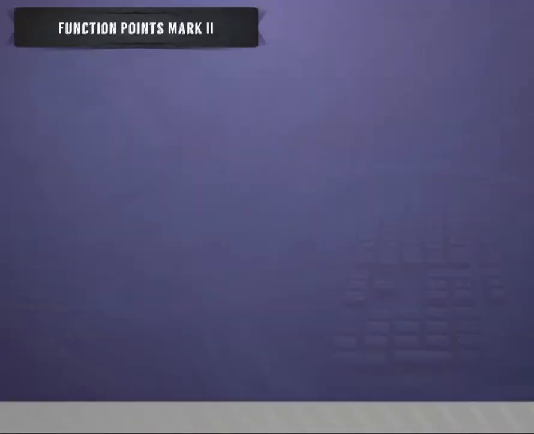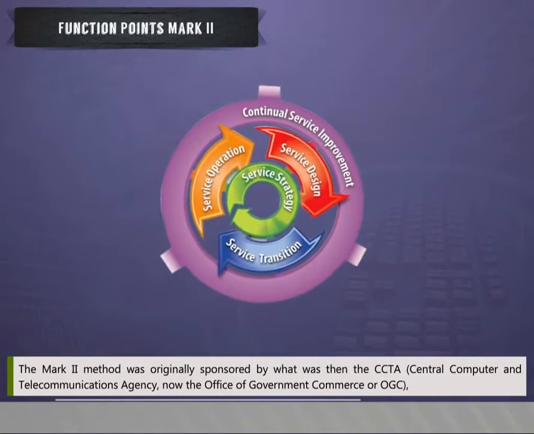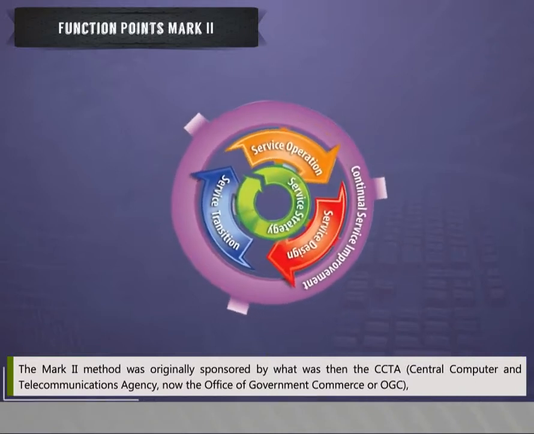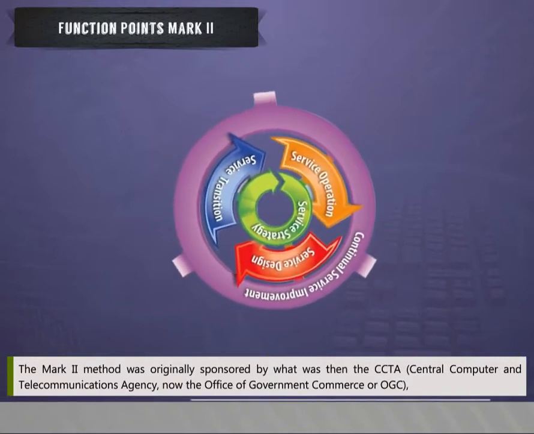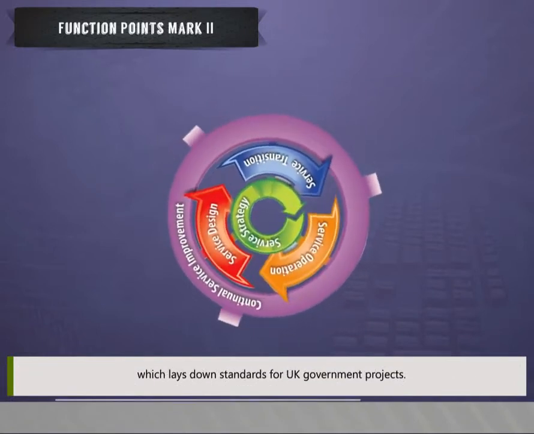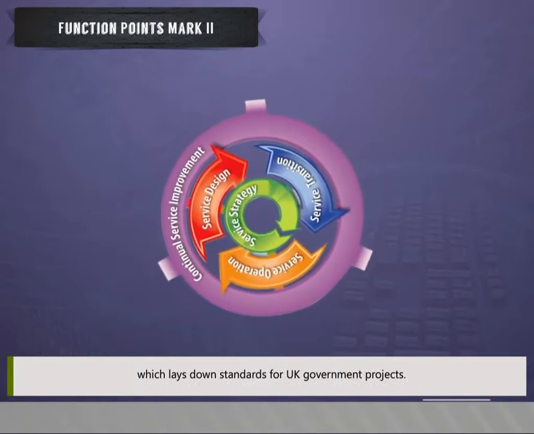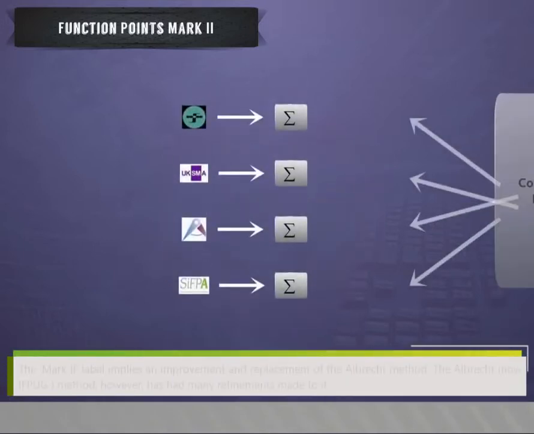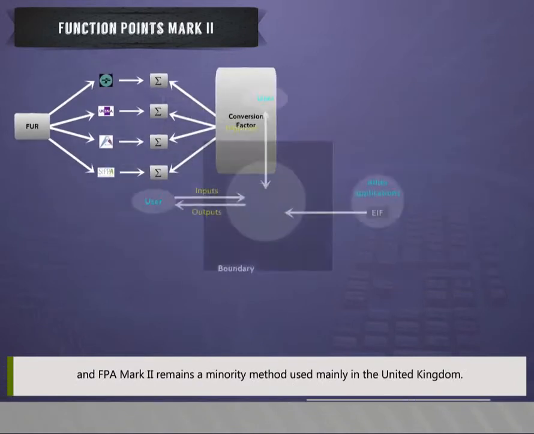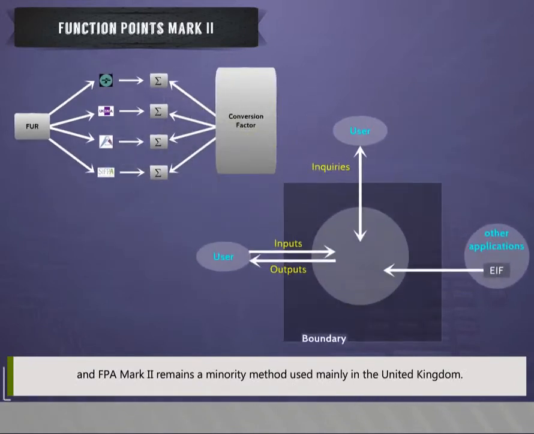Function points Mark II. The Mark II method was originally sponsored by what was then the CCTA, that is Central Computer and Telecommunications Agency, now the Office of Government Commerce, or OGC, which lays down standards for UK government projects. The Mark II label implies an improvement and replacement of the Albrecht method. The Albrecht, now IFPUG, method, however, has had many refinements made to it, and SPM Mark II remains a minority method used mainly in the United Kingdom.